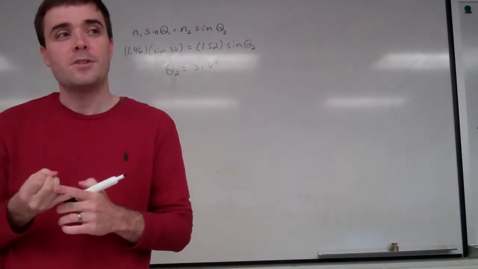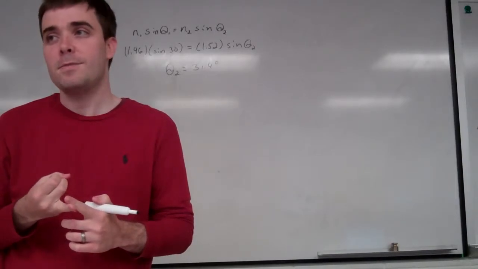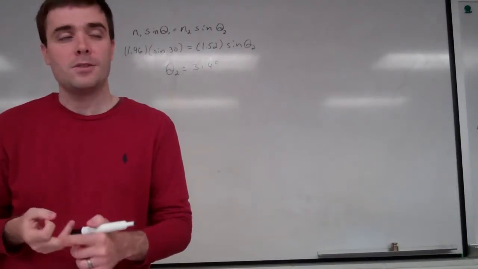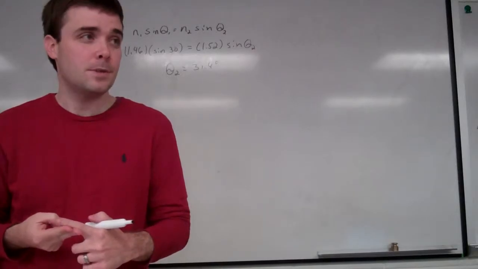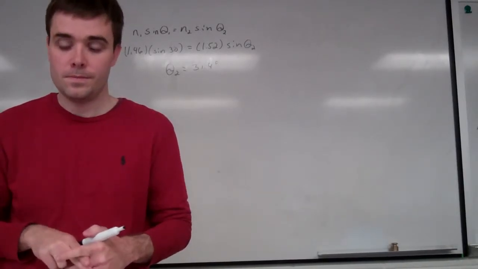So a converging lens and a concave mirror can be real or virtual. A diverging lens and a convex mirror are always virtual.